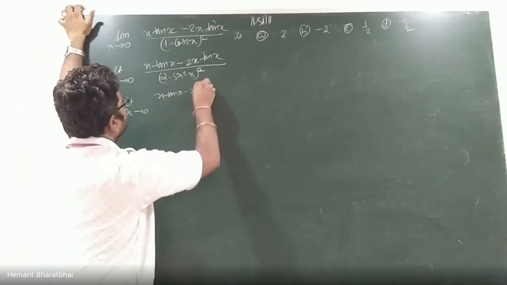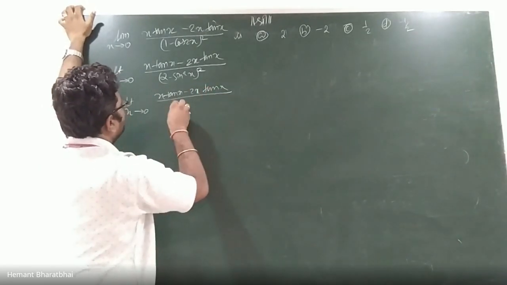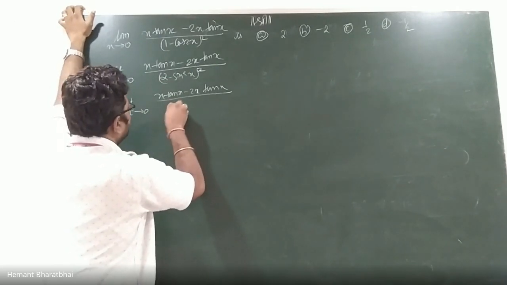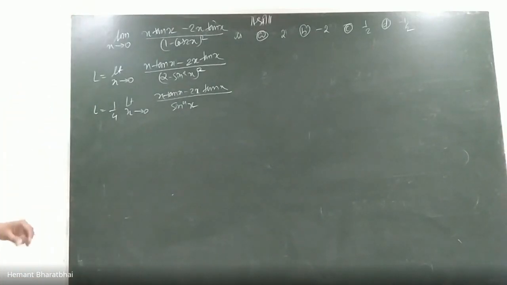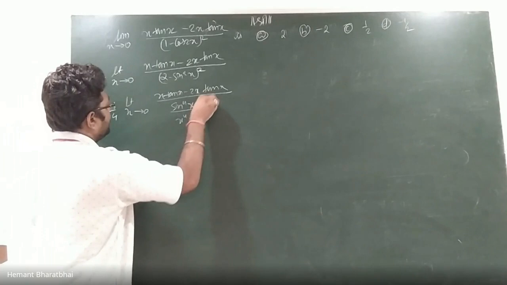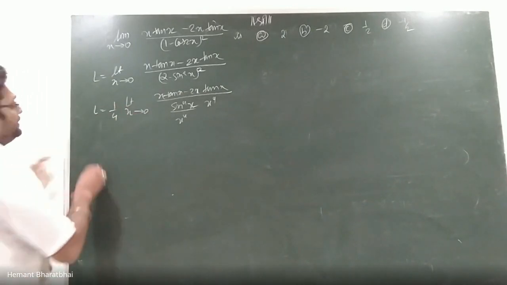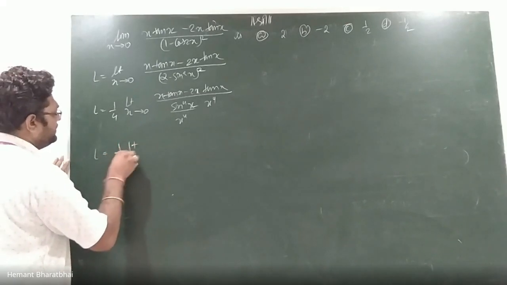Tan x minus 2x tan x, the whole upon this. The 4 I've taken outside, so sine raised to 4x. So I'm going to write x raised to 4 over here, so that I'll get again sin x by x. So I'm adjusting it. So I can write L is equal to 1 by 4, limit of x tends to 0.